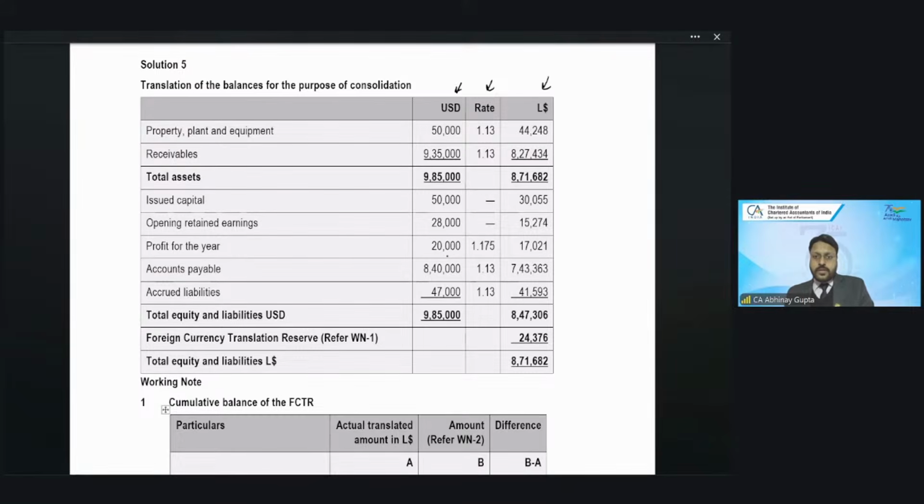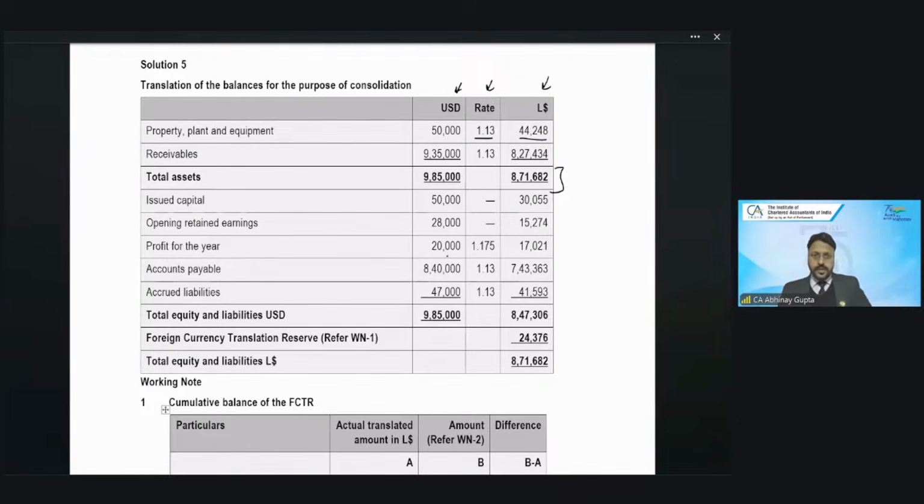So property, plant and equipment, USD 50,000 will be converted at which rate? Closing rate. So 44,248 would be the translated amount. Why? We are dividing 50,000 by 1.13 because 1 USD is equal to 1.13 L dollars, right? So 1 L dollar would be 1 divided by 1.13 USD, correct? Yes, sir. Then same for the receivables, 935 divided by 1.13, 827. Then total assets would be the total, 871,682. I hope you must have arrived at the same number, correct? Yes, sir.